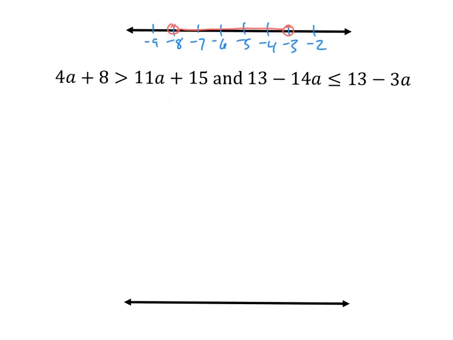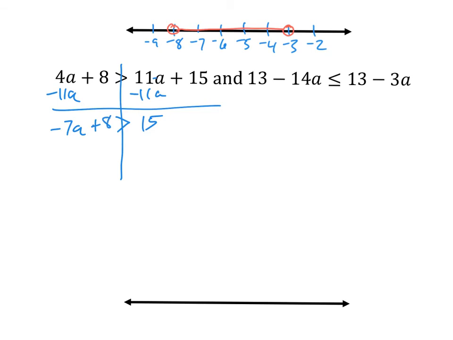All right, let's look at one last example here. In this case, we have variables on both sides of our inequalities, so we'll just have to make sure we are careful of that. I'm going to subtract this 11a from both sides to move it over, until we get rid of it on the right-hand side and we're left with 15. And then we have 4a minus 11a gives us negative 7a plus 8.